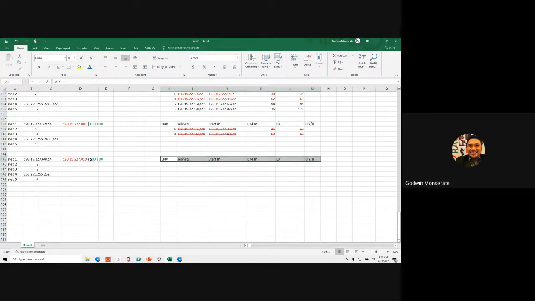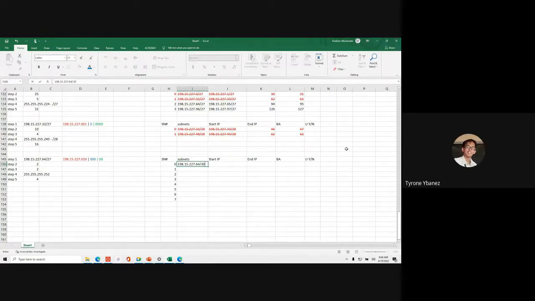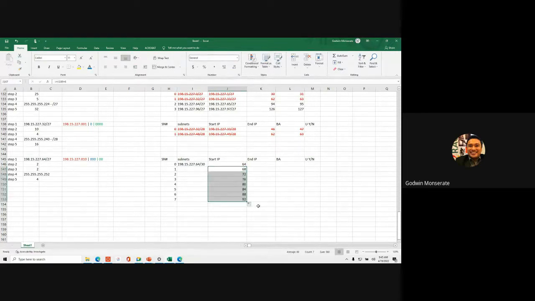Then we have 2 raised to the power of 3 is 8. So meaning 0, 1, 2, 3, 4, 5, 6, 7. Okay? We will start with the subnet 198.15.227.64 slash what? Slash 30, sir. Okay. Oh, 32 is the whole. The whole address minus 2. So 30. So by range we go 64 plus 4, then 8, up to 92.